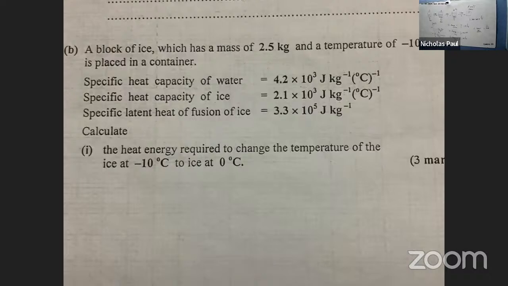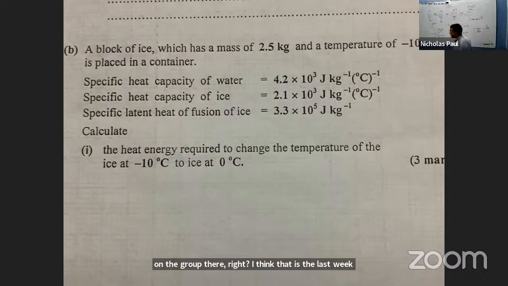Get calculator. Yeah, calculator. Right, that calculator I told you. Start to use it for the exam. Anybody who I didn't jump physics again? 1, 2, 3. Make sure you come to that class in the group there. I think that is the last week of December.